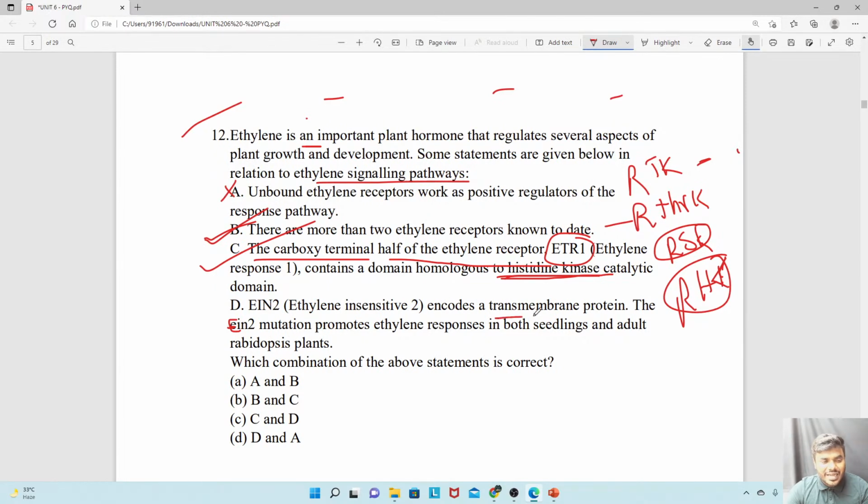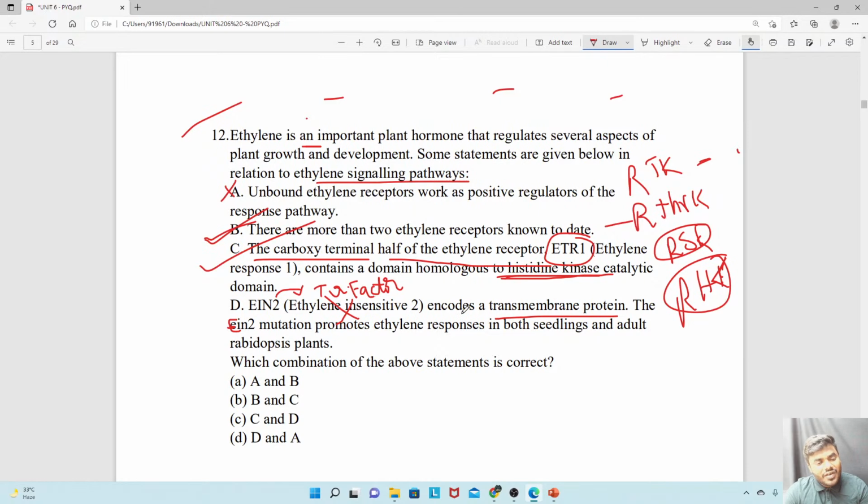E1N2 encodes a transmembrane protein. It is a wrong statement. Friends, what is the function of E1N2? E1N2 actually acts as a transcription factor, which will go and stimulate various types of genes which are involved in showing the response of ethylene.